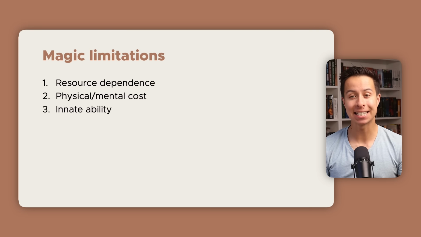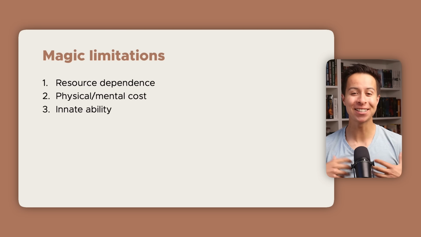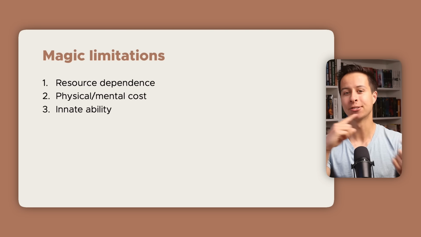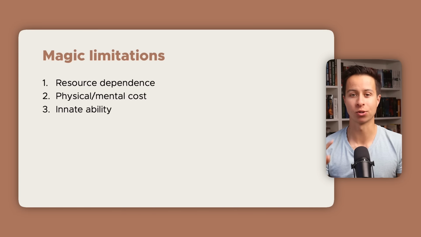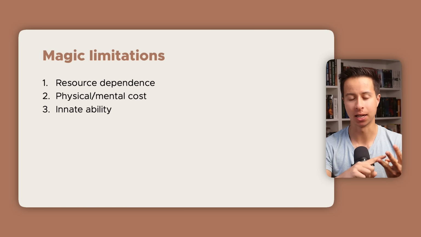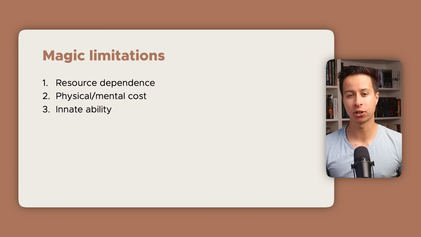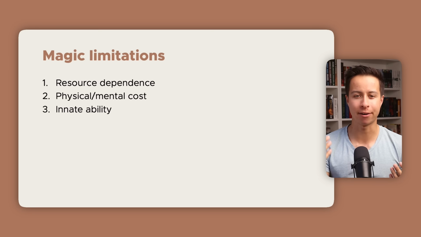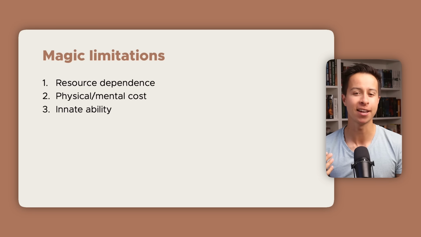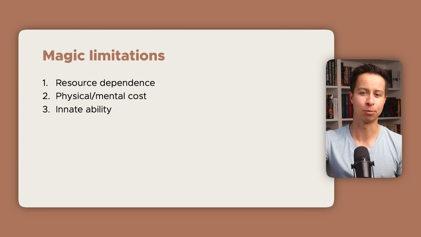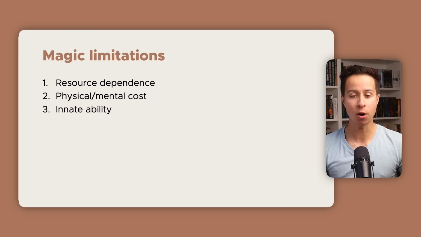Number 3, innate ability. Perhaps in your fantasy book, only certain people can use magic due to genetics or divine selection or some other kind of innate ability. Now, personally, out of all the limitations on this list, this is the one I find the least interesting because there's limited ability for character agency to come into play when they've just been selected by some godlike being.